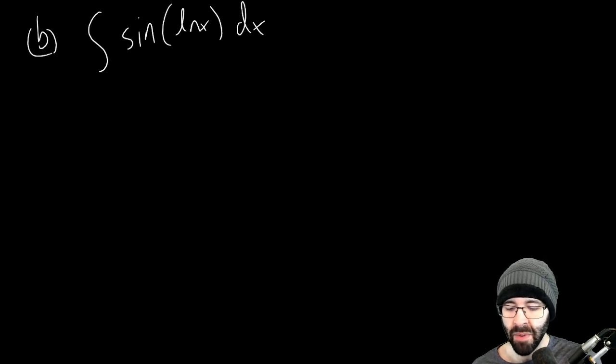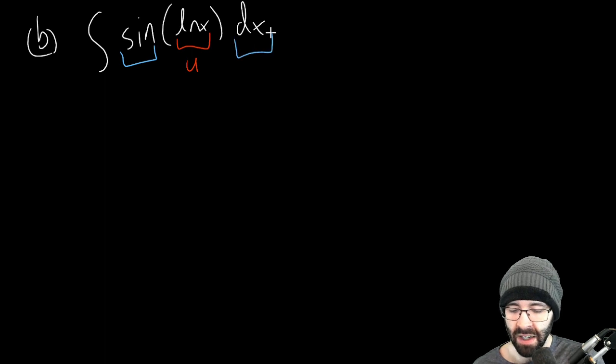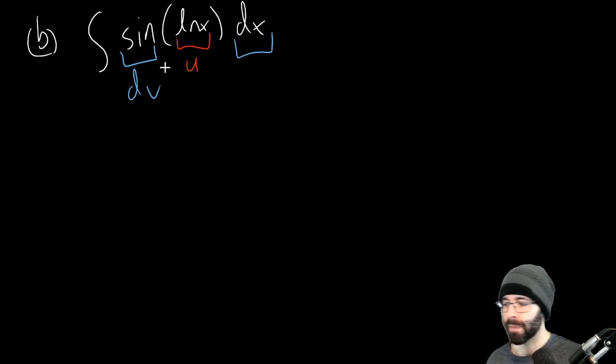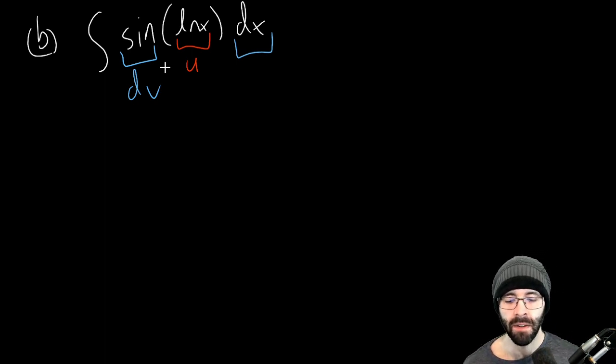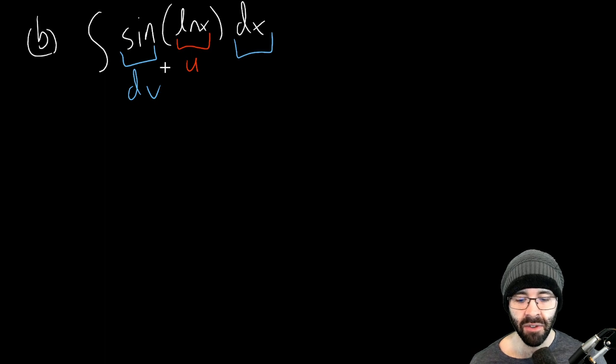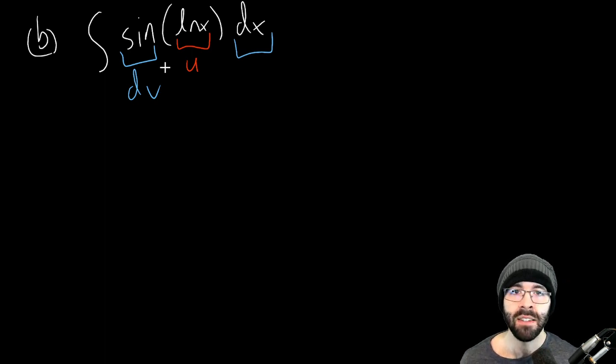Now, what's wrong with what I'm about to show you? I want you to analyze what's wrong with this. Maybe pause the video. Think about it. u is easy to differentiate. That's great. dv is easy to anti-differentiate. That's great. So what's the problem?